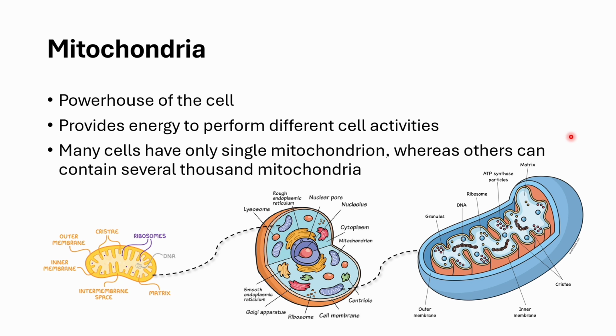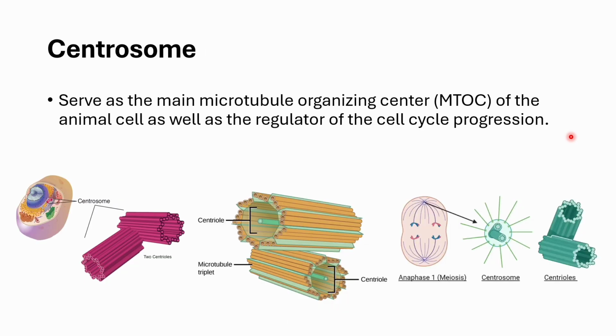Okay, the next organelle is the centrosome. Centrosomes serve as the main microtubule organizing center of the animal cell, as well as the regulator of cell cycle progression. So whenever a cell divides into half and multiplies, if you remember the cell theory, all cells arise from pre-existing cells. It is because of the centrosome.